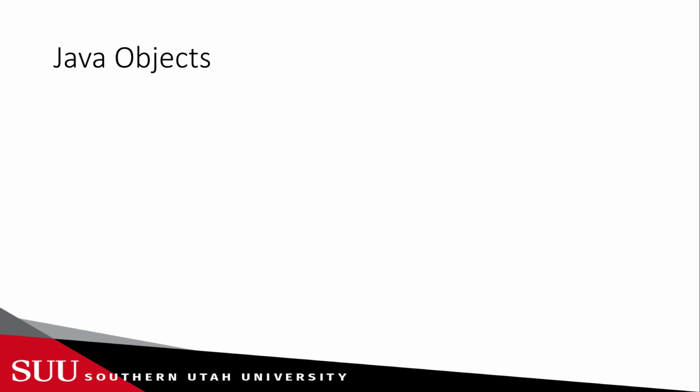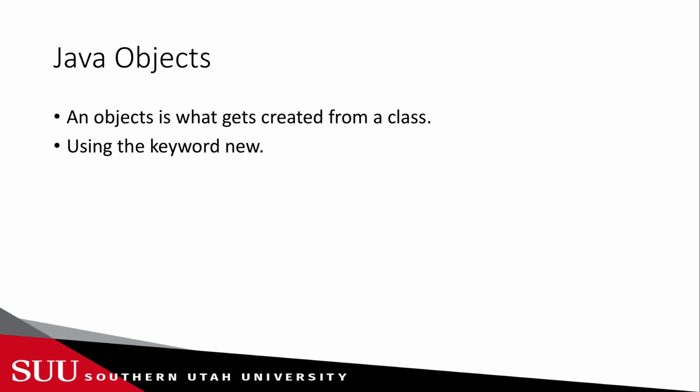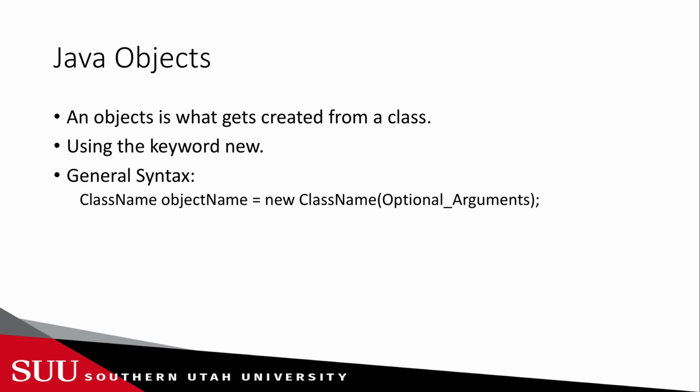So what are Java objects? I just said we will create Java objects and then we will use those. So an object is what gets created from a class. We use the keyword new, and the general syntax is we will have the class name, and then we'll have the object name is equal to new, and then we'll have the class name again, and then we'll have some optional arguments. Now, to begin with, we'll not have any arguments, but later on we will see what those arguments are and how we can set those arguments.